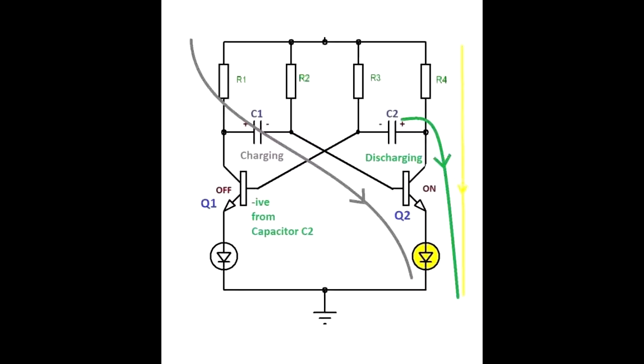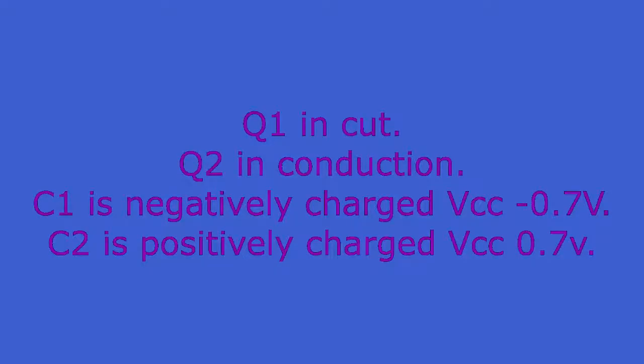The base of Q1 receives minus VCC plus 0.7 volts, which takes it immediately to cut-off. It may even lead to a rupture of the junction by avalanche. Under these conditions, we enter state 2. In state 2, Q1 is in cut-off, Q2 is in conduction, and the charge in C1 is negative.